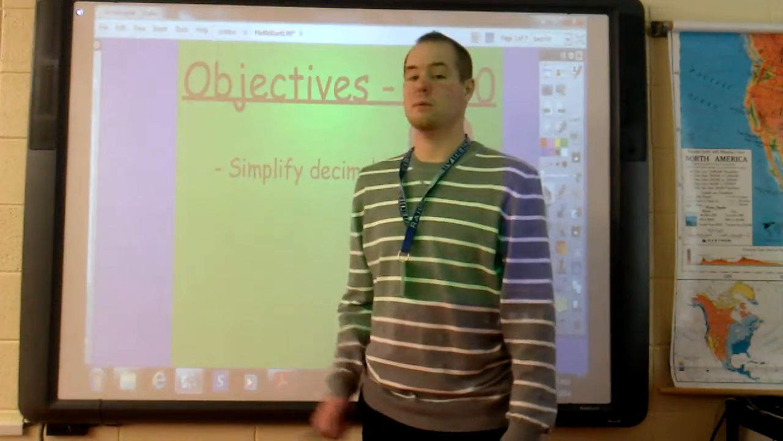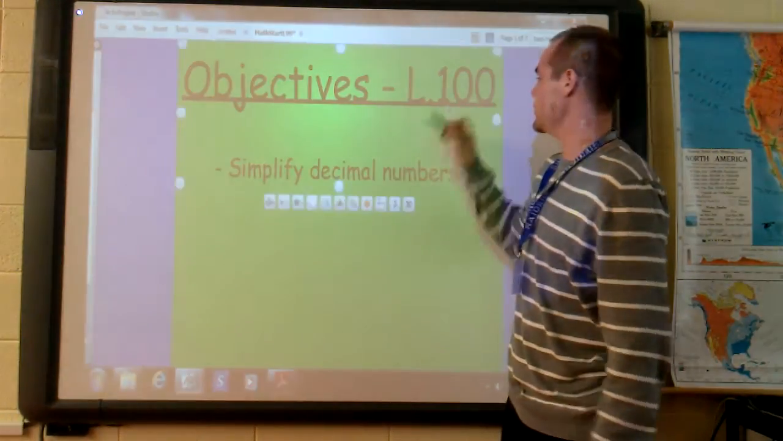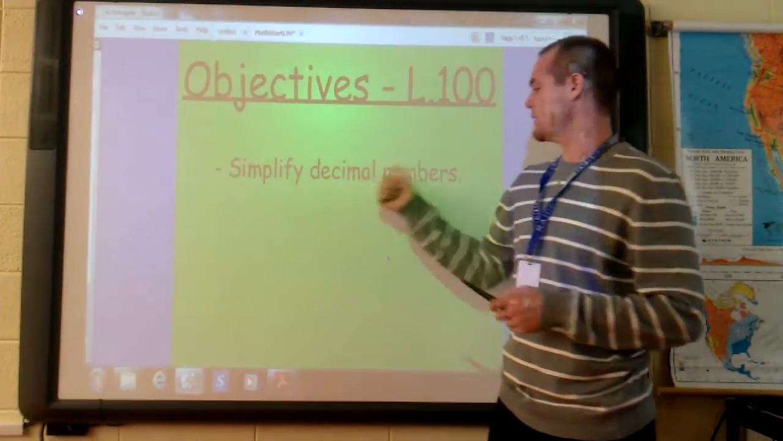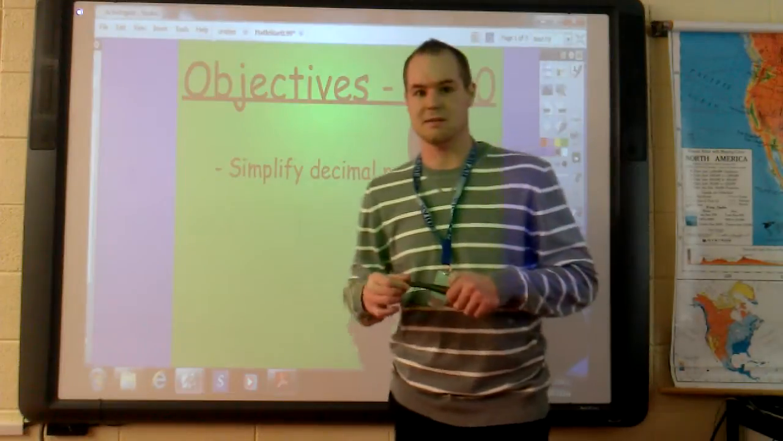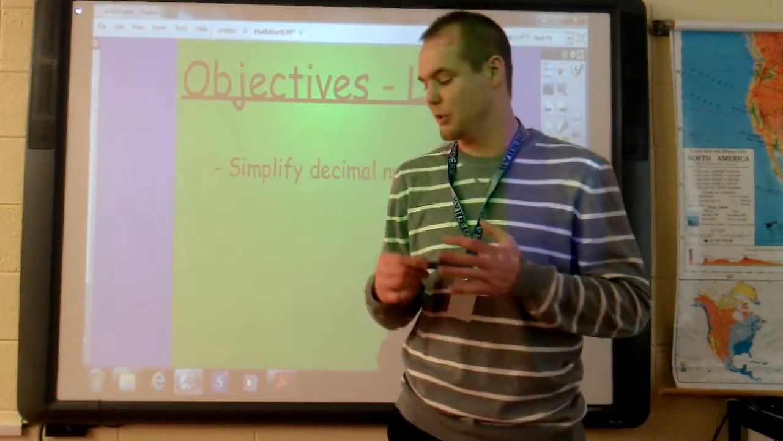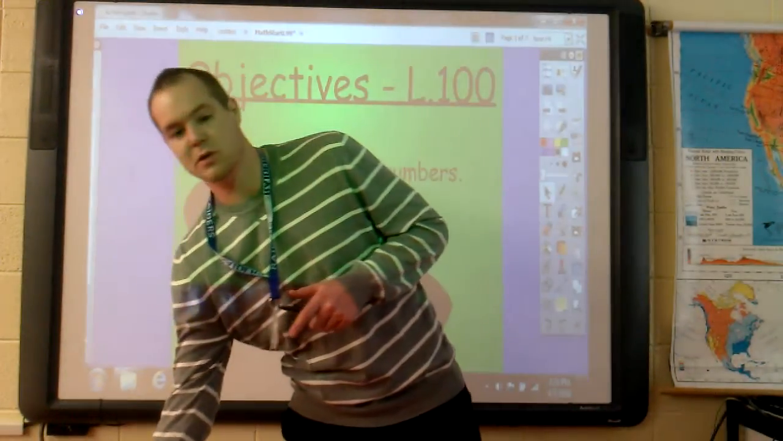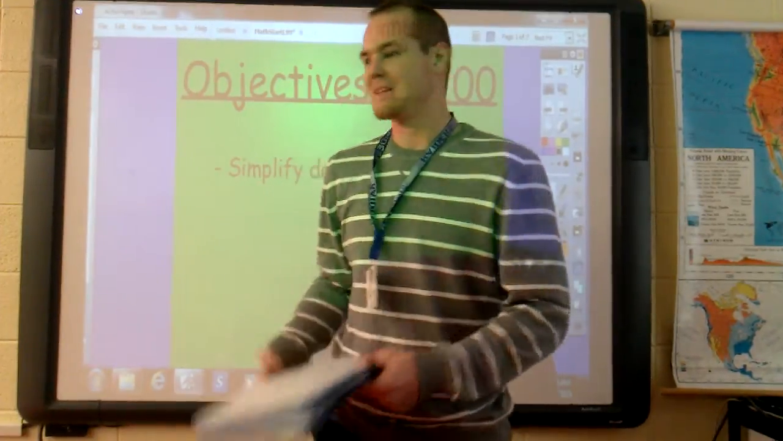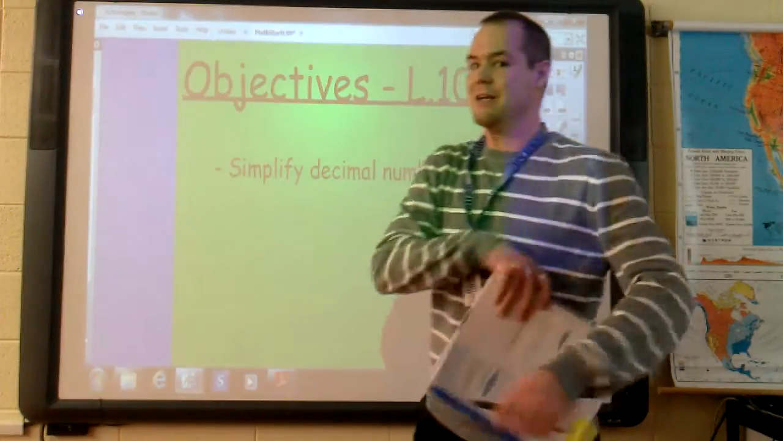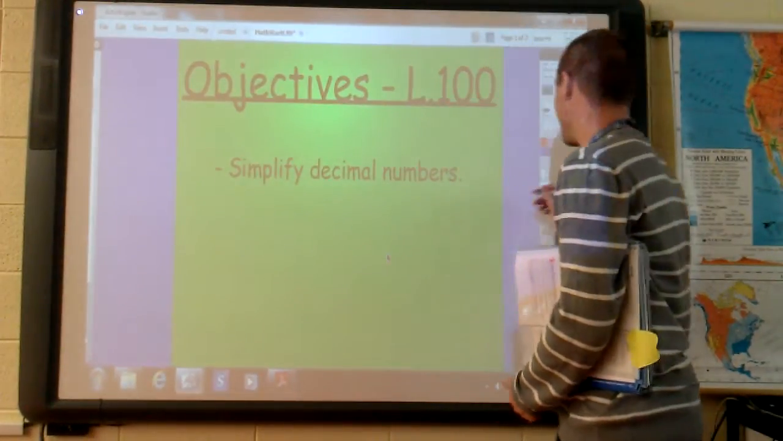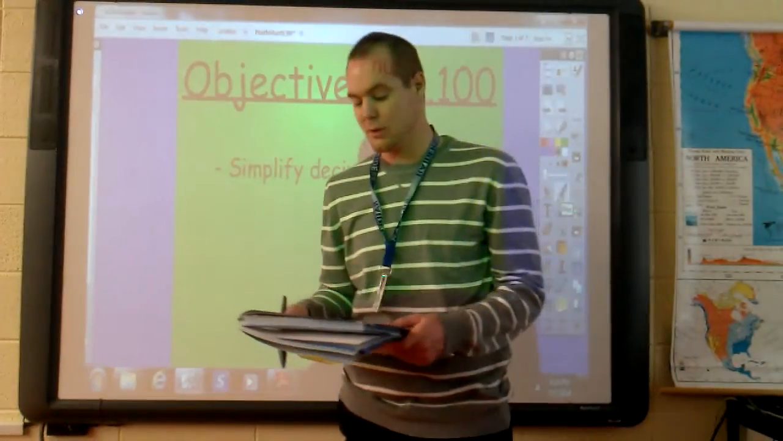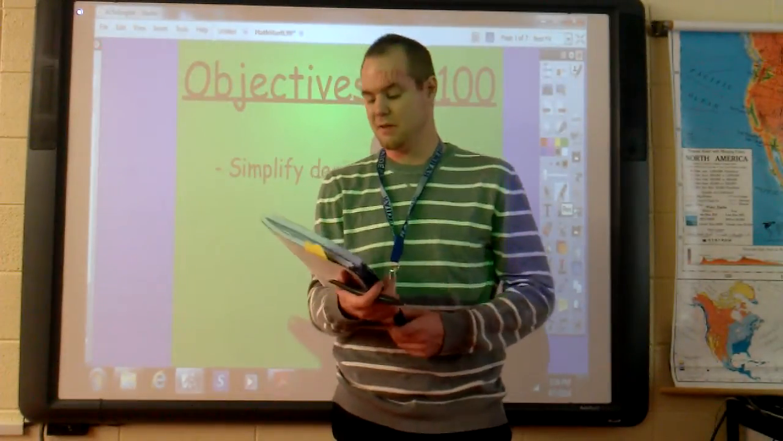Hello. Today we're finally touching on lesson 100, and the one objective for lesson 100 is simplify decimal numbers. The title of the lesson is Simplifying Decimal Numbers, and it is found on page 650. That's where this lesson will begin. Now, simplifying decimal numbers is not nearly as difficult as simplifying fractions, but we will discuss it very shortly. First, I'll read the new concept found on page 650.